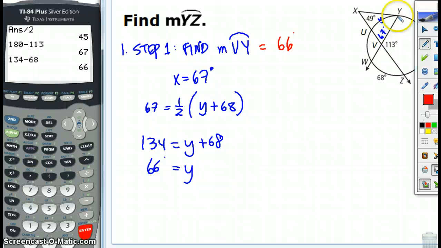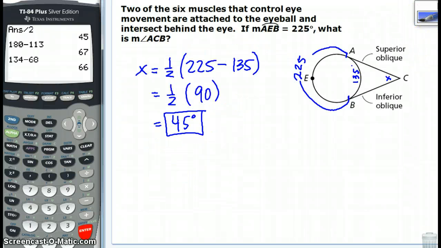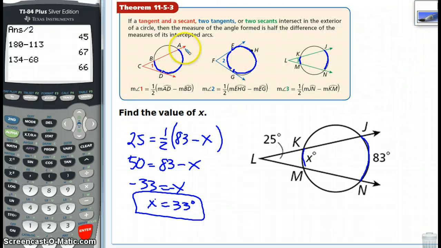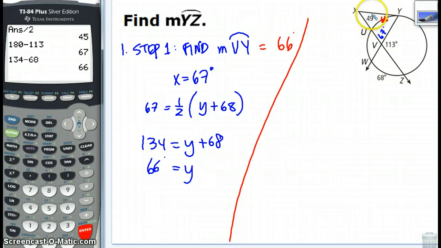Okay? So now, let's go ahead and write that in. It's 66 degrees. Now, I'm looking for this part right here. Using this theorem that we talked about over here, saying that the external angle is equal to 1/2 the difference of the intercepted arcs, I'm going to use that now. Let's go like that so I have more room. This external angle is going to be 1/2 of that minus that.